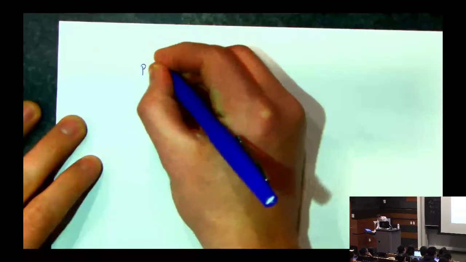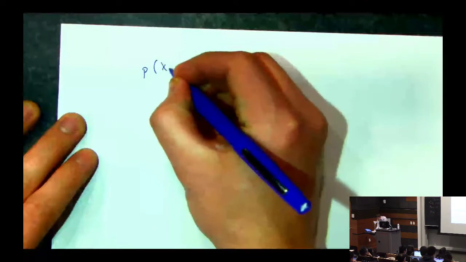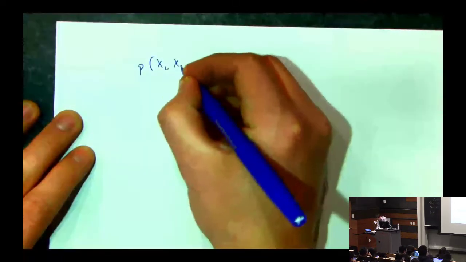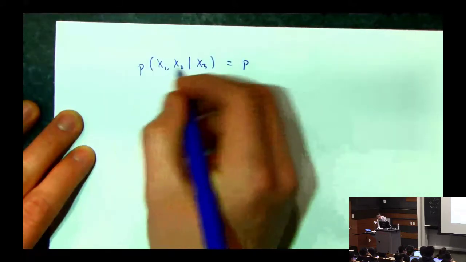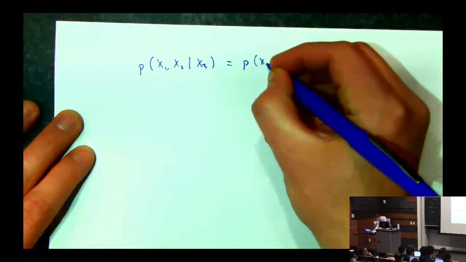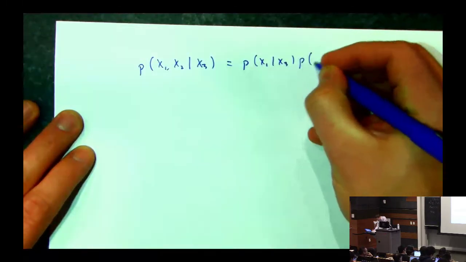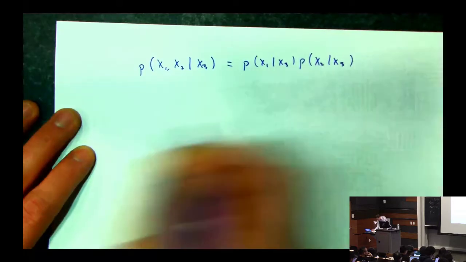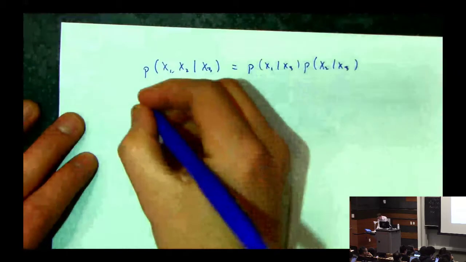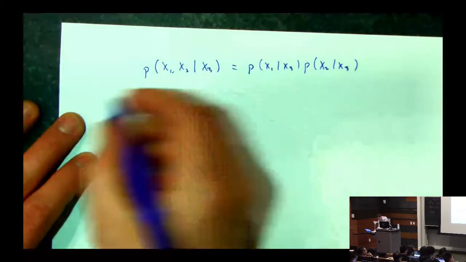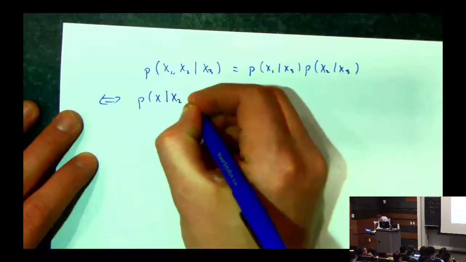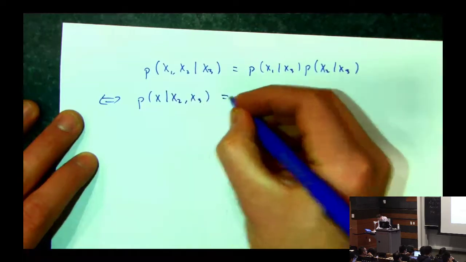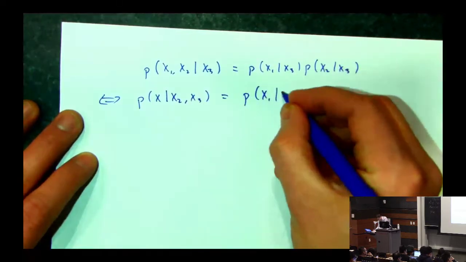Okay, so let's talk about conditional independence now. The definition, again, looks pretty simple. It says if I have three random variables, I would say that x1 and x2 are conditionally independent given x3 if the joint distribution is equal to the product of the two conditional distributions, x1 given x3 and x2 given x3. And using the exact same kind of math as before, this is also equivalent to saying that the probability of x1 given x2 and x3 is just equal to the probability of x1 given x3.